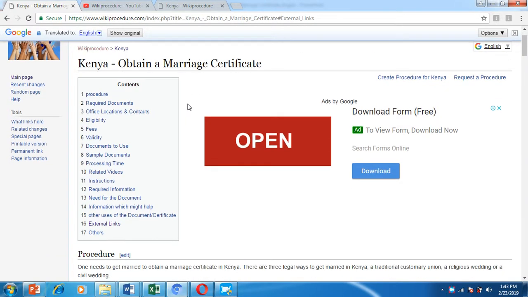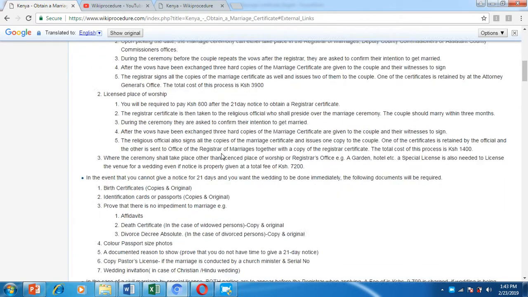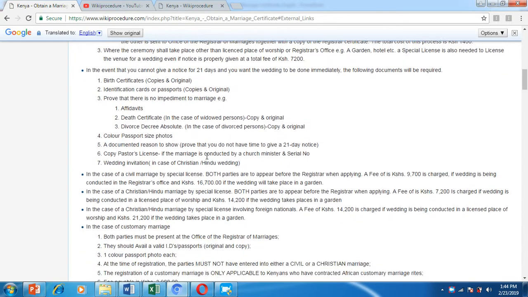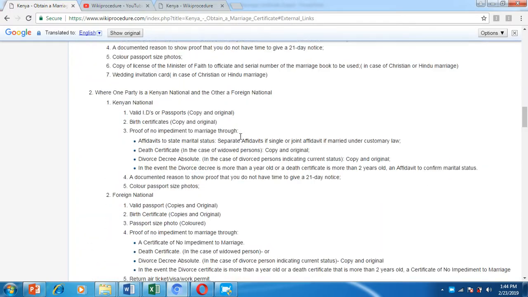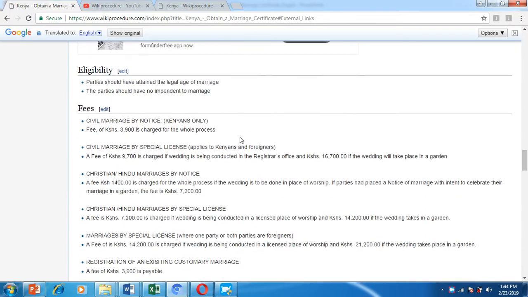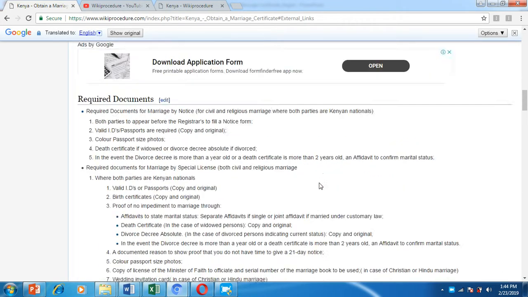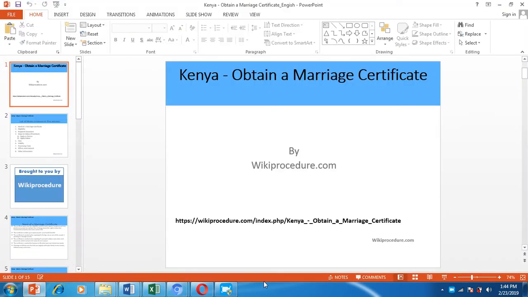Okay, and we have included more information and steps, step by step, on how you can go about the application process, which offices you are supposed to visit, the required documents, the applicable fees, the validity period, everything you need to know about the application process, on our page at wikiprocedure.com. So let's get back to the presentation.